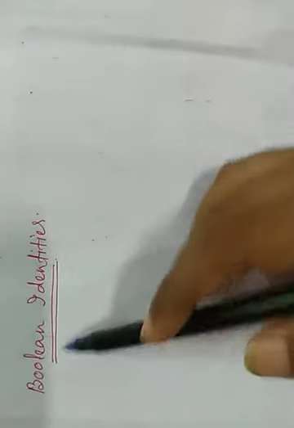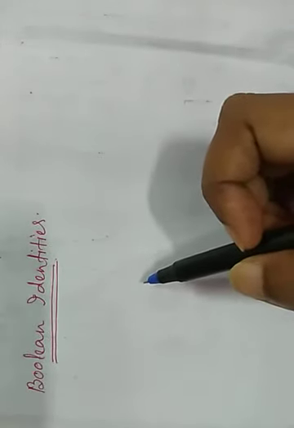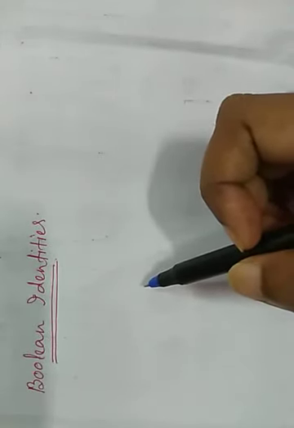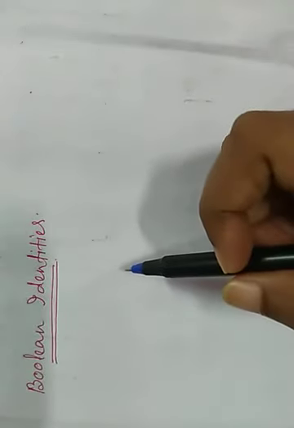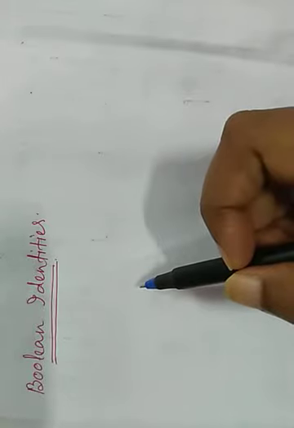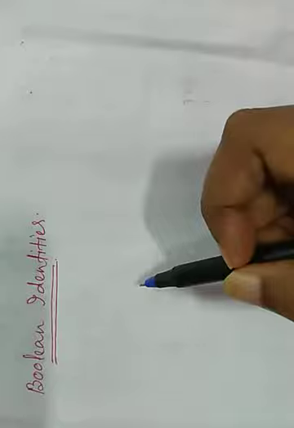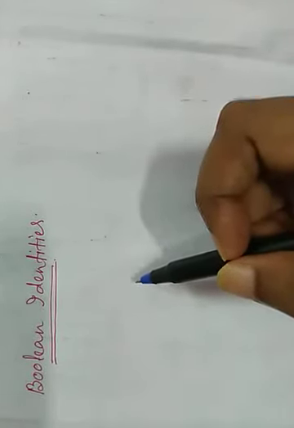At first we have to know what identities are. Boolean identities are some laws, some rules in Boolean algebra which are valid for all Boolean variables. Irrespective of the Boolean variables, these laws are valid. These laws are very needful when we do simplification of a Boolean expression, so we have to know these identities.